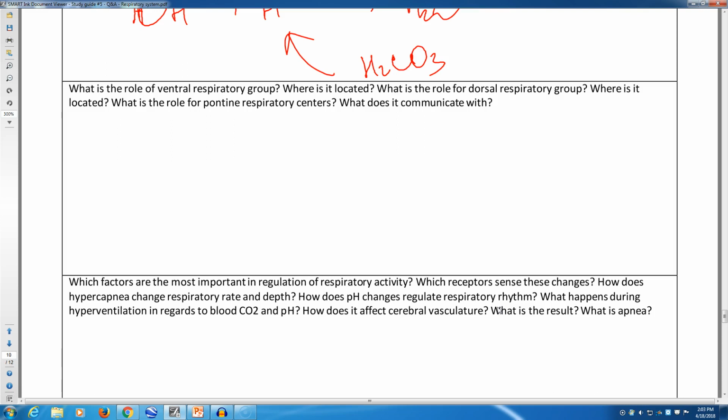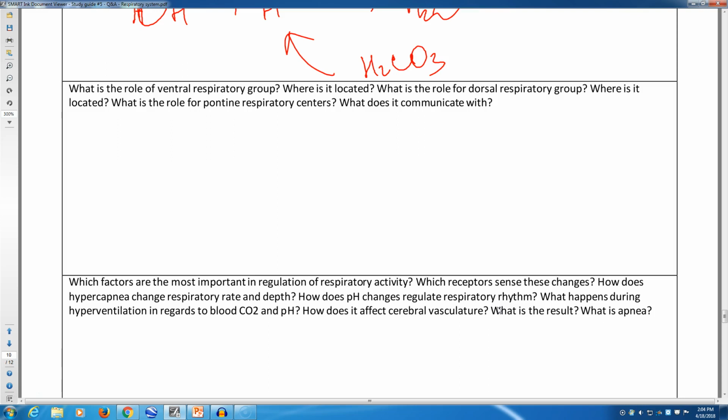Which types of receptors are most critical in the regulation of respiration? Okay, let me rephrase it. As we just discussed, what will make you breathe faster? In terms of the blood, lower pH, higher CO2, lower oxygen. What senses all of that? What type of receptor? Chemoreceptors. Clear? That's it.